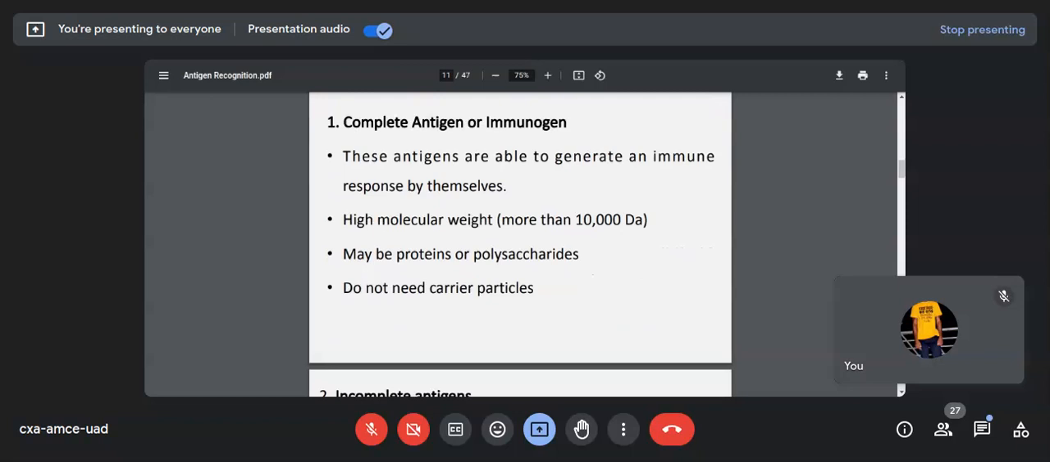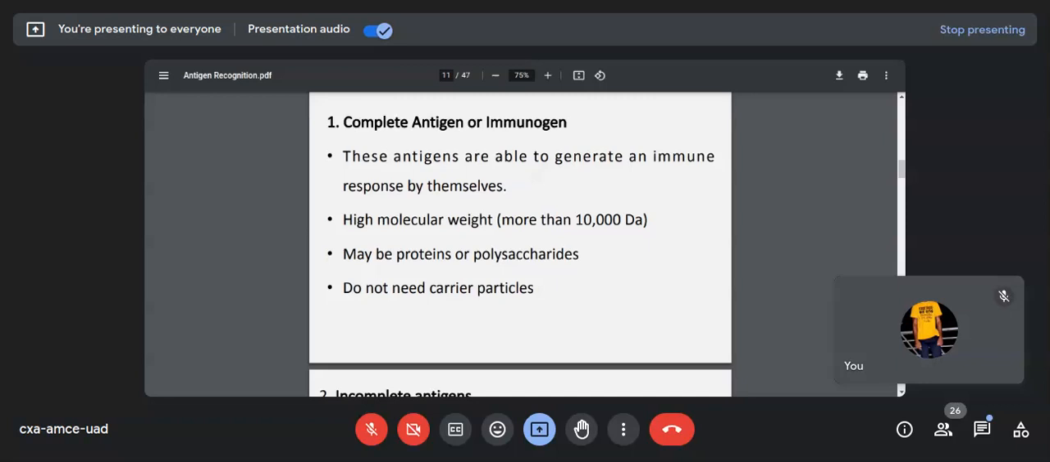Some of the points I talked about last week, but I'm just trying to make you guys revise through them. What are some of the points that make an antigen immunogenic? The first thing is the size or the molecular weight. For an antigen to be regarded as an immunogen, it has to weigh more than 10,000 Daltons. Take note of that. And for it to be regarded as a complete antigen or an immunogen, it has to be either a polysaccharide or a protein in nature.